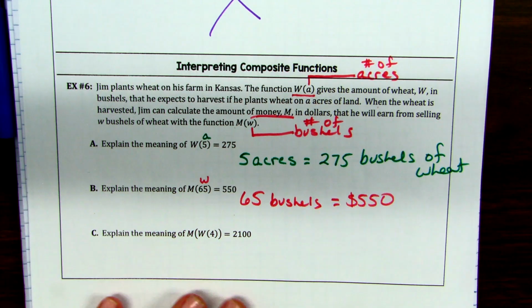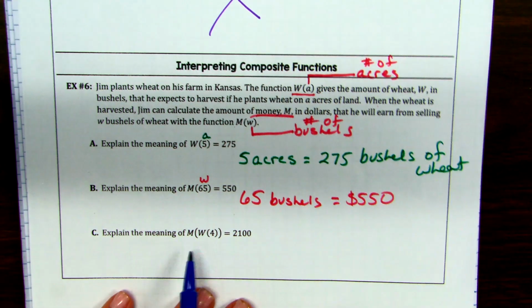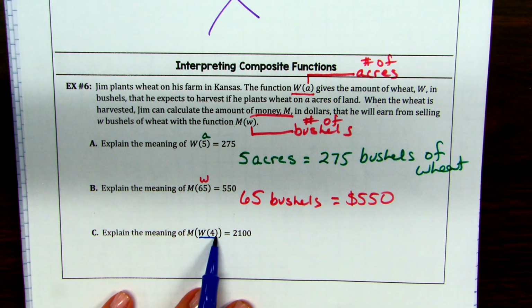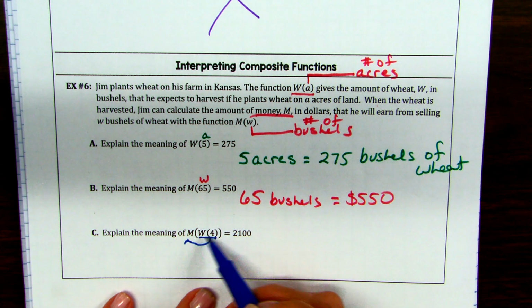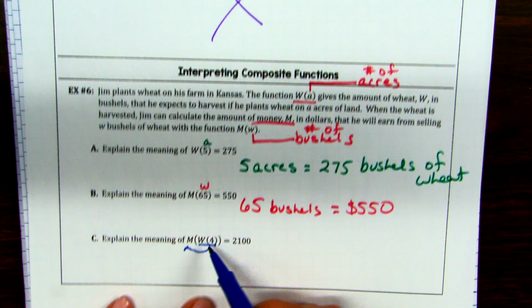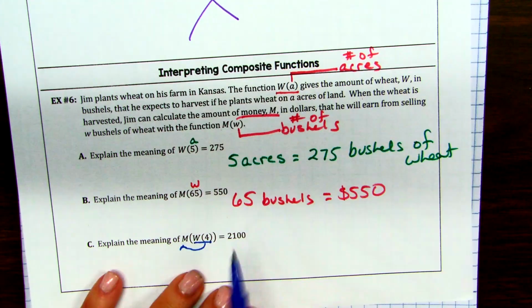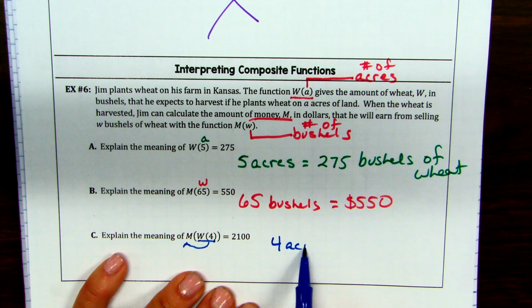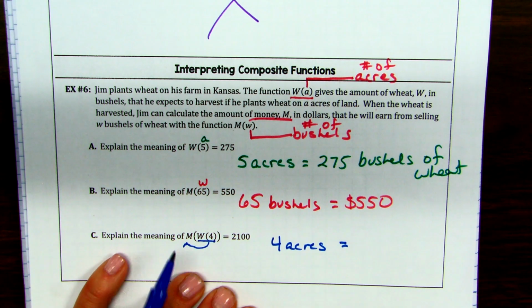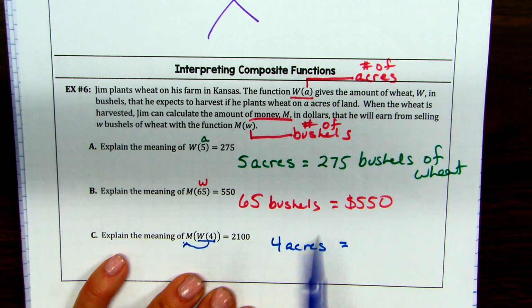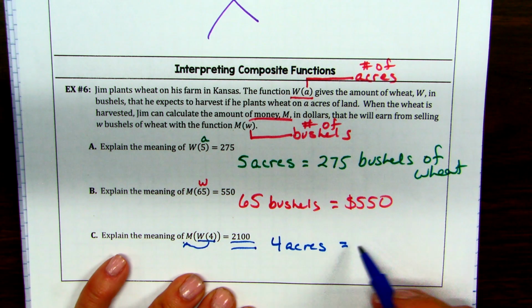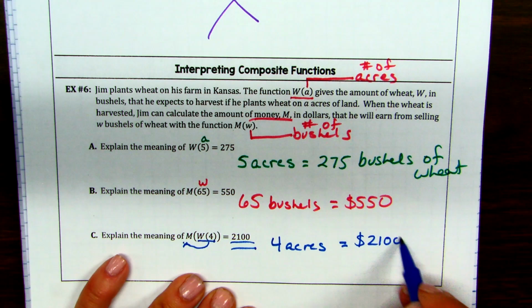So how do we explain this with a composition? Remember, we start here and go to there. What does W of 4 mean? Well, remember, 4 is the number of acres of land. So 4 acres of land will equal M of that. M of anything equaling that. This is your money. So that would be $2,100.